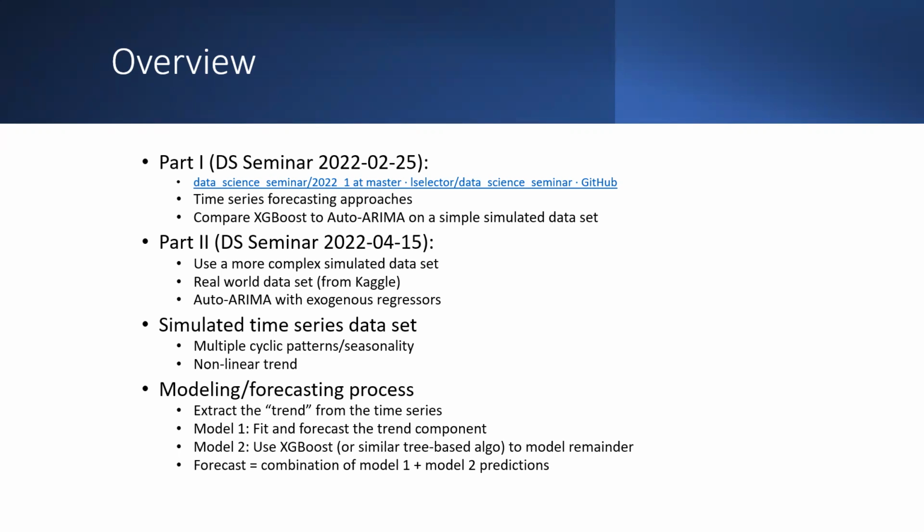And so this basic process that we're working with here is we're essentially building 2 different models. One is we're going to model the trend. And so how do we do that? We have to extract it and build a model to forecast it. And then we'll build a second model where that one is looking at the remainder of the first model, basically the detrended data. And that's where we'll use our tree-based algorithm like XGBoost or random forest. And then to make our final forecast, we're going to combine both predictions together.